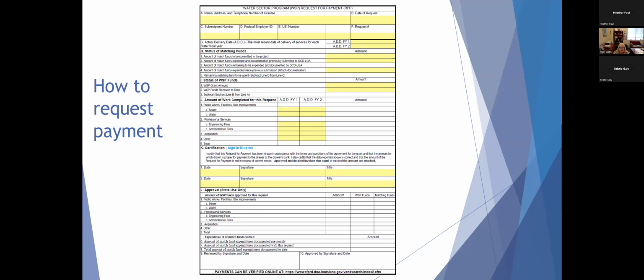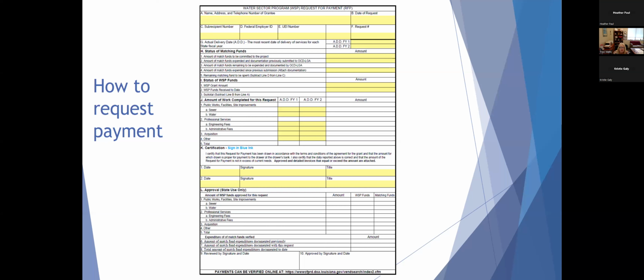If you requested a waiver in the application process and you were approved for that waiver and you were not approved to use water sector program funds to pay for professional services, then we would have awarded you state engineering subfunds to cover those costs. That would be indicated in your grant condition letter.